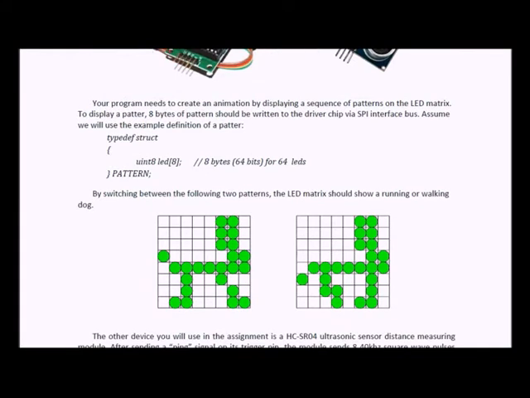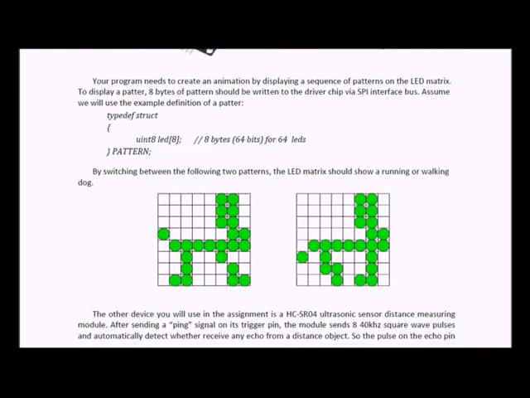So, as you can see here, there's a kind of dot pattern. The left hand side shows one position of a dot and the right hand side shows another position of the dot. So when you switch between these two patterns, it gives a kind of animation. Based on the distance measured, you could switch between these patterns at different rates. I mean, the delay between two patterns or the two frames can be varied based on the distance to give a kind of animation which shows the dog as running or walking. So let us look into this in more detail.